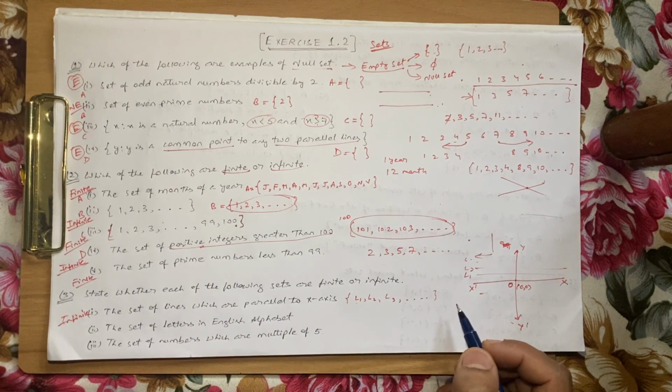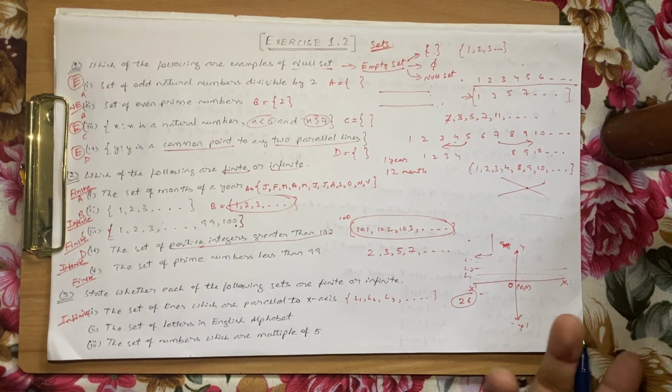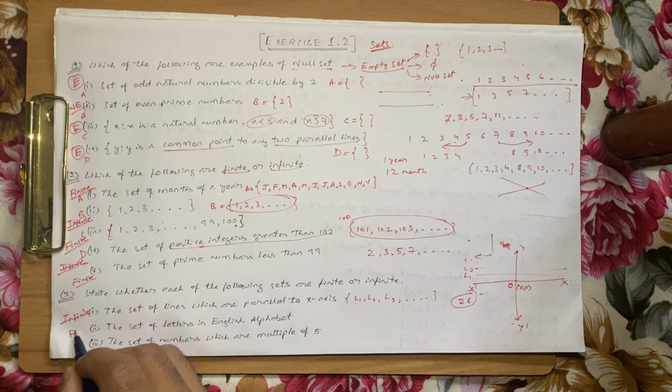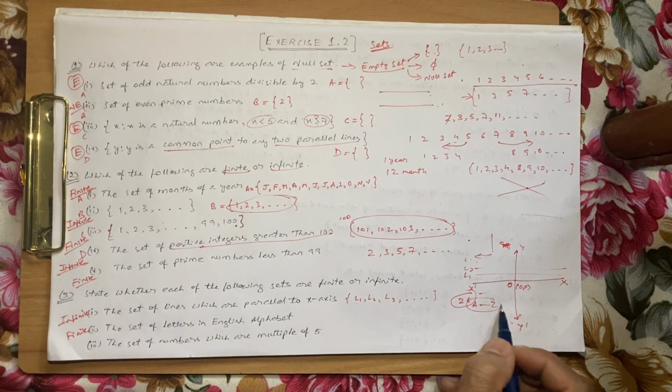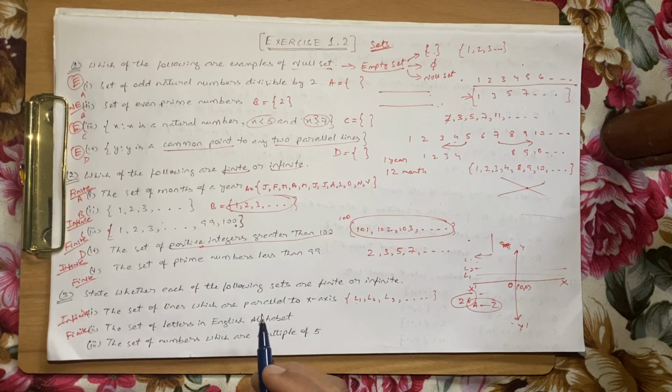The set of letters in the English alphabet. English, all of you have learned from your childhood days, right? 26 letters, which can be counted. Yes, 26. So this is what? Finite. I know the English alphabet starts from A and it ends in Z, and there are 26 letters. It's countable, so it's finite.